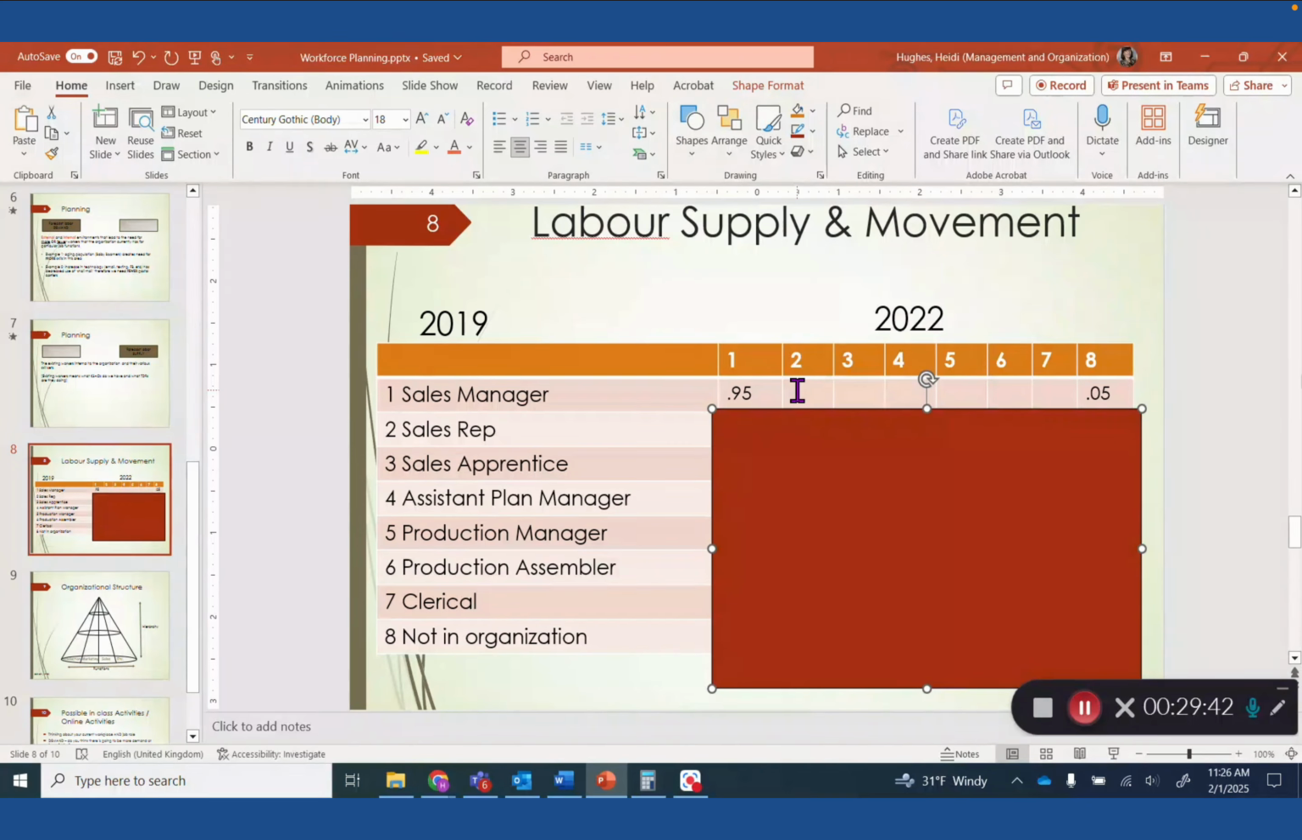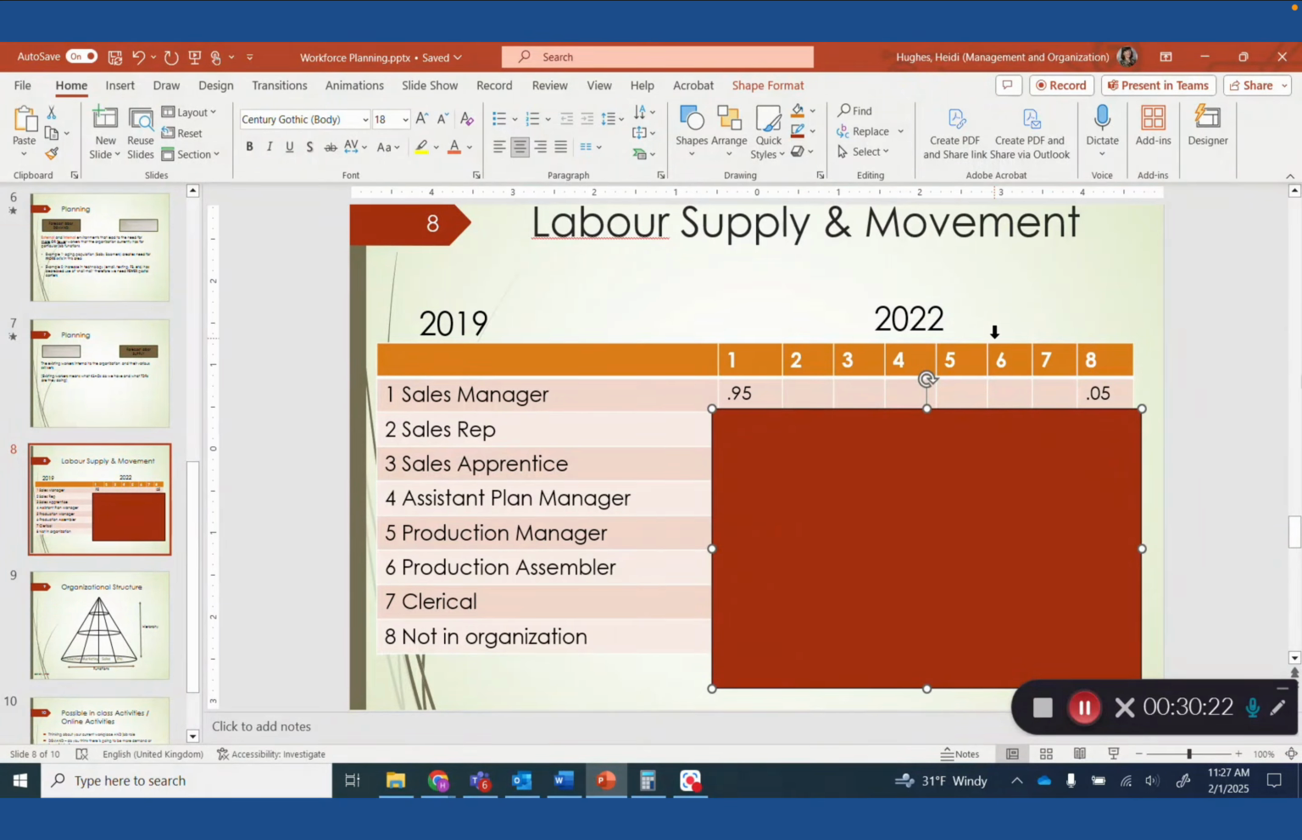And we see that 5% did not show up in column 2, column 3, column 4, column 6, and so on. They show up in column 8. So what that means is that in a 3-year period, 5% of our workforce moved outside of the organization. So here we're tracking the movement from one position to another position, or in this case, not in the organization. We could basically say this is a 5% turnover rate in 3 years.